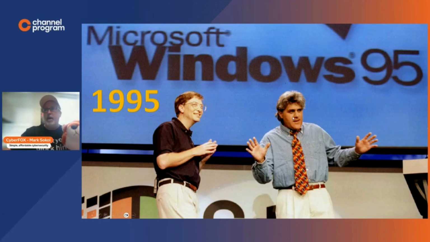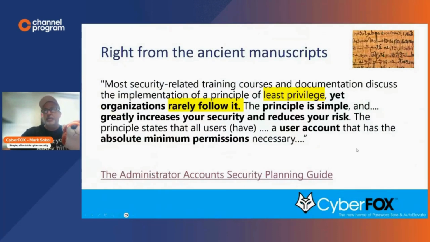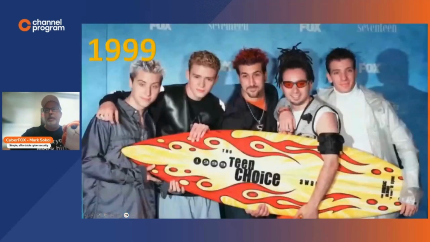And what's really changed, right? There's a lot more ability now for attackers to get into your system, into your organization, and take advantage of that. So they continued talking about it some years later. Hey, least privilege, yet many organizations aren't really following it. When was that? About 4 years later, 1999.